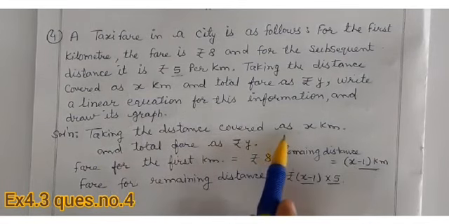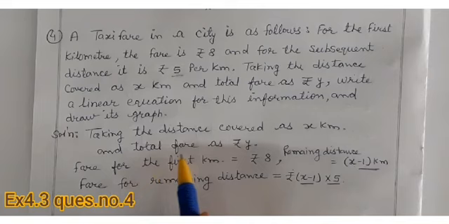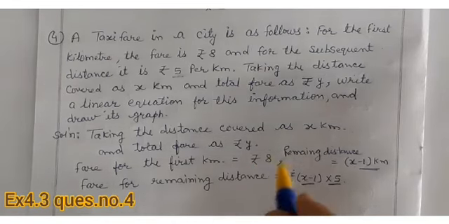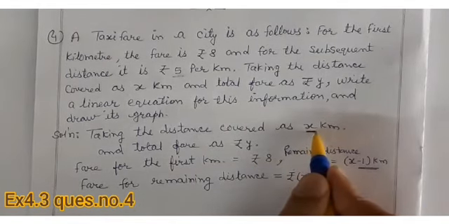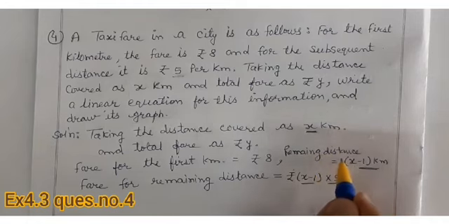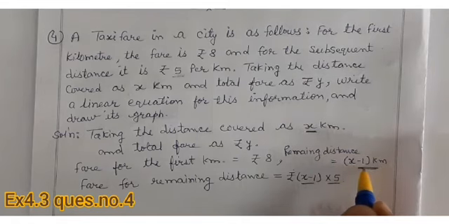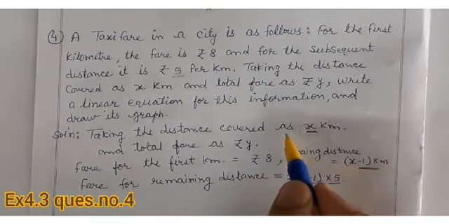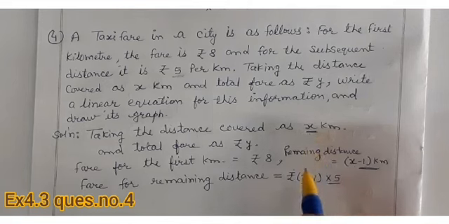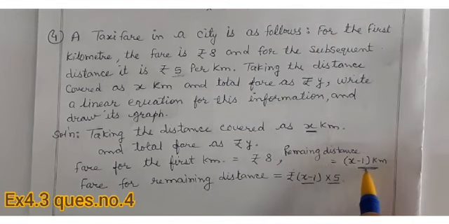Taking the distance covered as x kilometer and total fare as rupees y. Okay, fare for the first kilometer is rupees 8. Total distance is x kilometer. After covering 1 kilometer, what is the remaining distance? This should be x minus 1. Again I am repeating, total distance is x kilometer. After covering 1 kilometer, what is the remaining distance? This is x minus 1 kilometer.